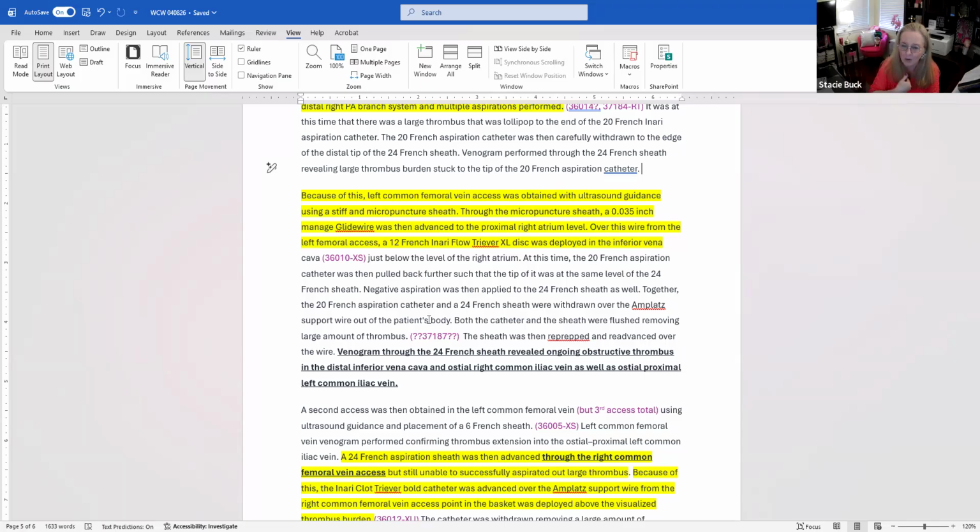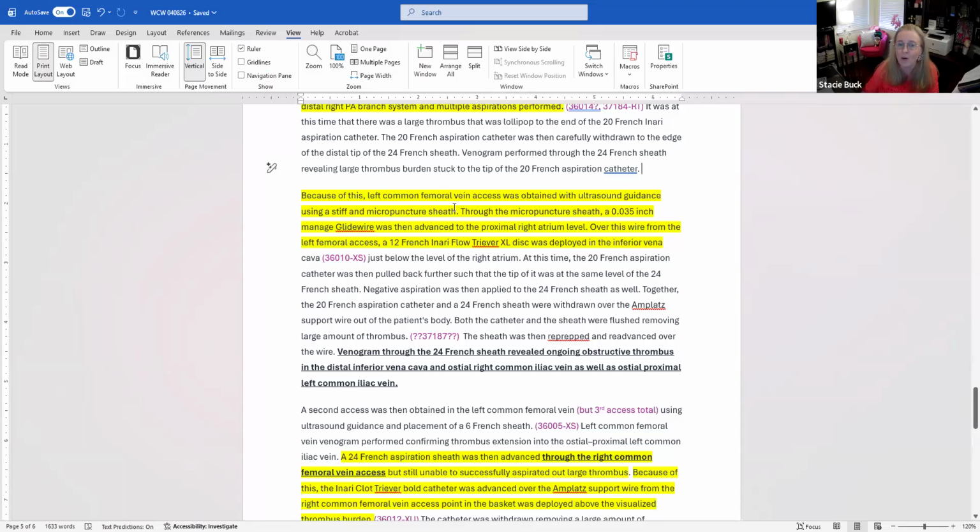I don't personally feel comfortable coding 37187 for an additional procedure because I see this as a complication that occurred with the procedure that was being performed. So I personally don't want to code 37187 for this case for this additional work because it was caused by the pulmonary thrombectomy, looking at the report.